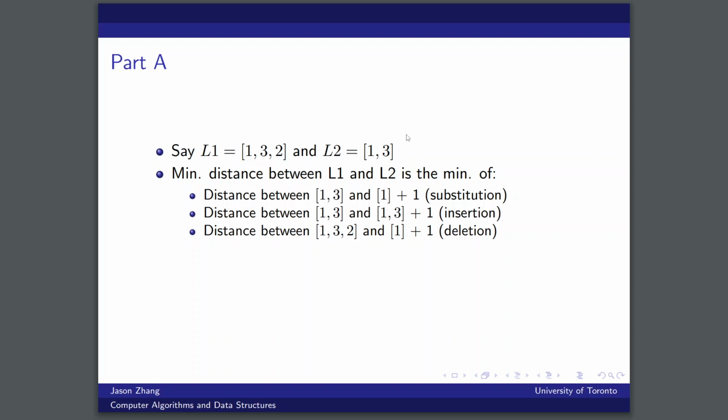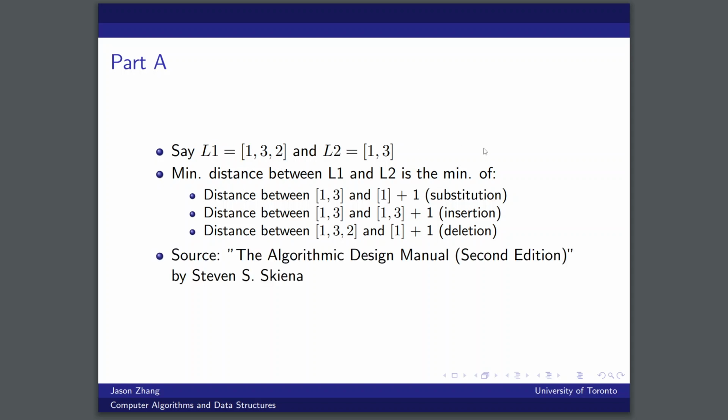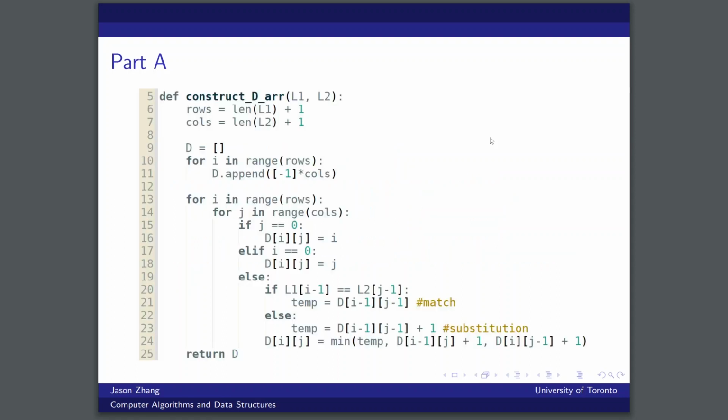To recall, the goal is to figure out the minimum number of transformations that would be required to transform the list L1 to L2. And all of this background information can be found in the Algorithm Design Manual, 2nd edition by Steven Skiena. So this is my solution for part A of the problem. It's not super well written, but the logic basically goes like this.